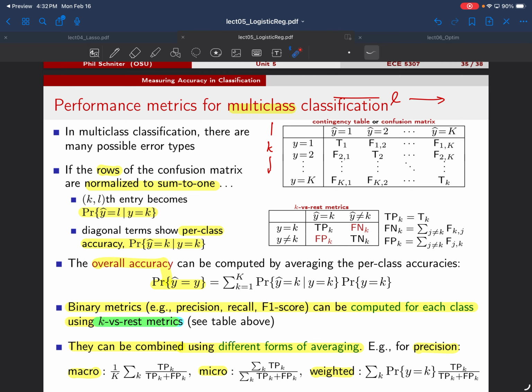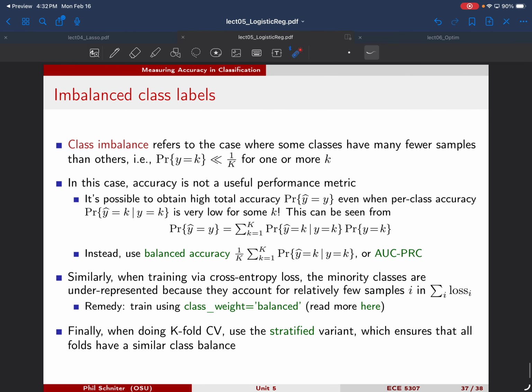Okay, so now let's talk about something that happens often in practice, and if you don't handle it well, you get in big trouble, and that is imbalanced class labels. The idea is you have a case where some classes have many fewer samples than others. Let me just give you an example. If we are testing for a disease like COVID, and let's say in our population that we're testing, maybe only 1 out of every 1,000 people we expect to have the disease. So 1 out of 1,000 on average is sick, 999 out of 1,000 are healthy on average, right?